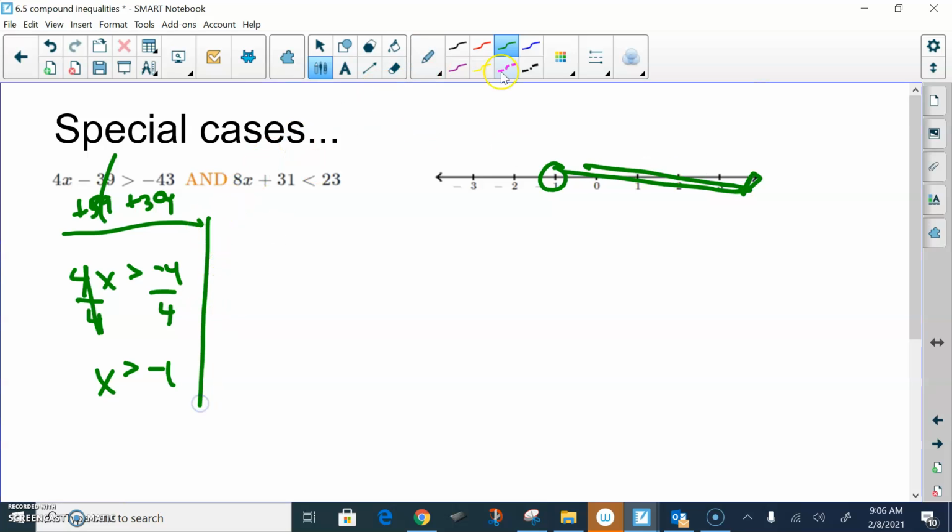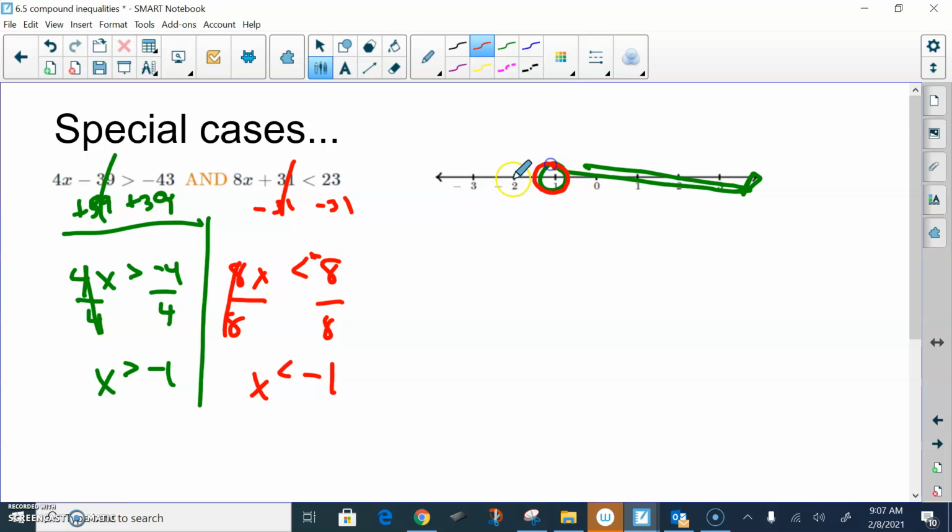And let's try the other one. And both of these have to be true. We want to see where our two graphs overlap. So I'm going to subtract 31 from each side. 8x. Oops, that's a -8. Okay. So then we're going to divide by positive 8. So we get x, that's a negative, is less than -1. So again, we'd have an open circle on -1, and this time we're shading to the left.